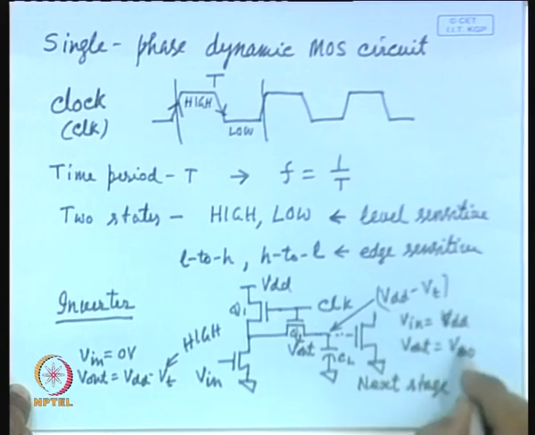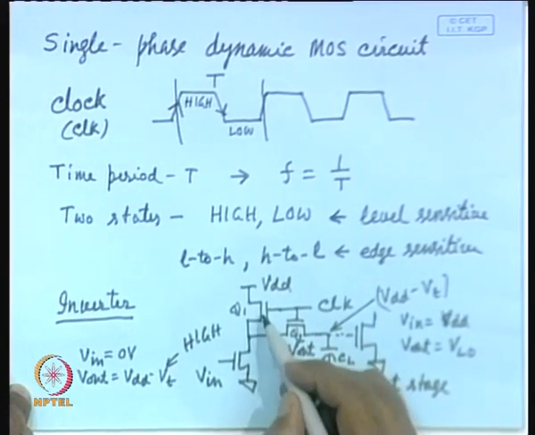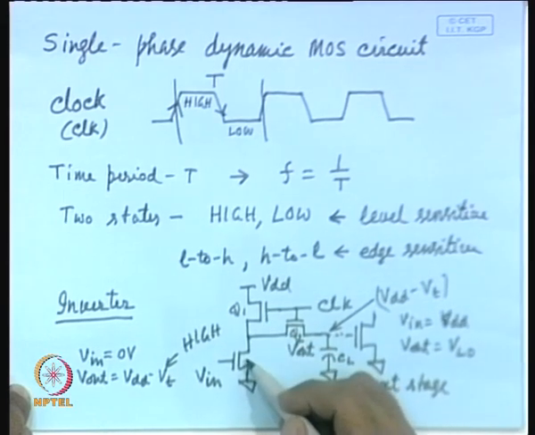So, we get a V out, which is equal to V low. Of course, this is not 0, which will be dependent on the ratio of the L by W ratio of this transistor. And that is why we can say that this is ratioed logic.